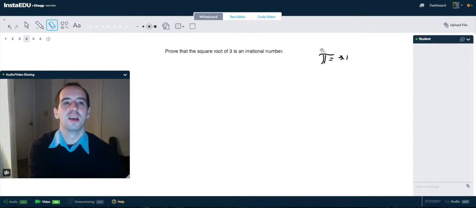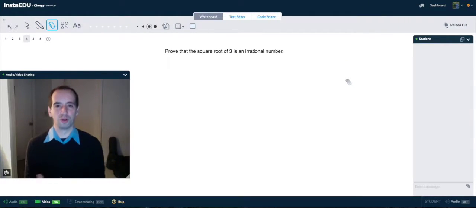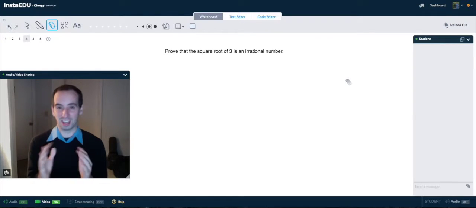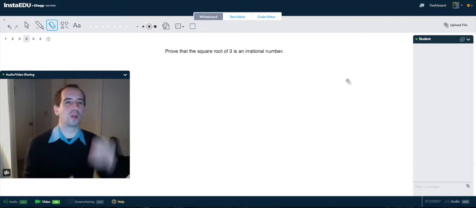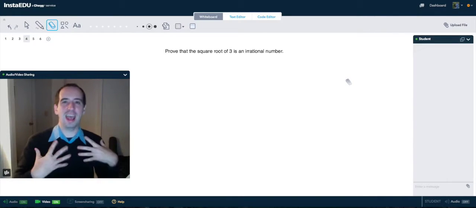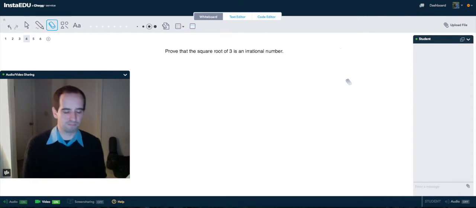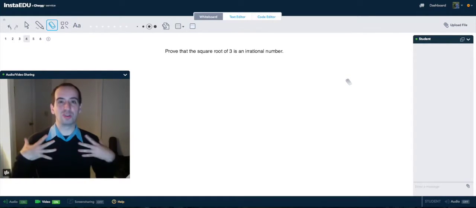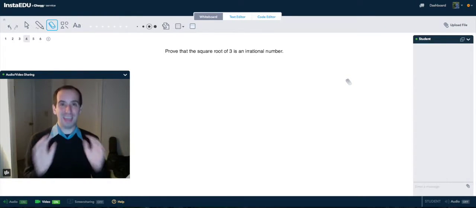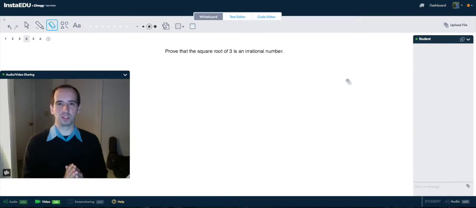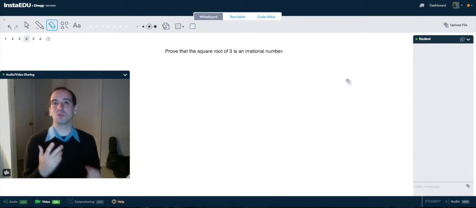3.141596, etc. Point is, that just keeps going forever. And we're trying to prove that the square root of 3, like pi, is irrational. In other words, we can't put one number over another number and have that equal the square root of 3. So with a proof by contradiction, we're going to assume the exact opposite. We're going to assume that we can find two numbers such that the square root of 3 equals them.